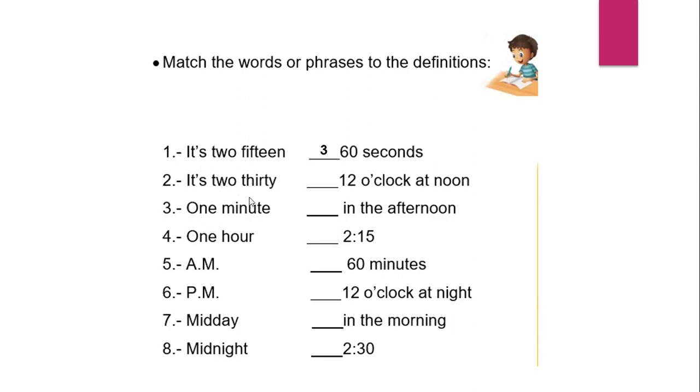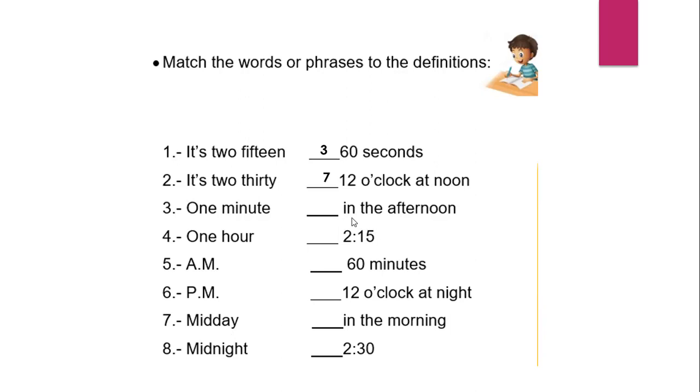2:15, 2:30, 1 minute, 1 hour, a.m., p.m., midday, and midnight. Las dos últimas expresiones, ¿no? Midday, mediodía, midnight, bueno, medianoche. Entonces, si yo digo 12 o'clock at noon, ¿a cuál me referiré? ¿Midday o midnight? Yes, midday, mediodía. Ok, afternoon es mediodía. Ok, in the afternoon.